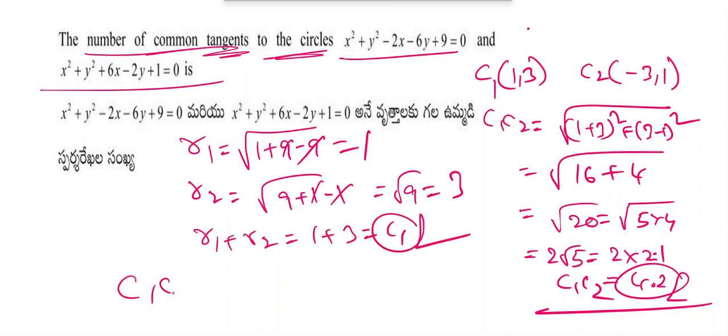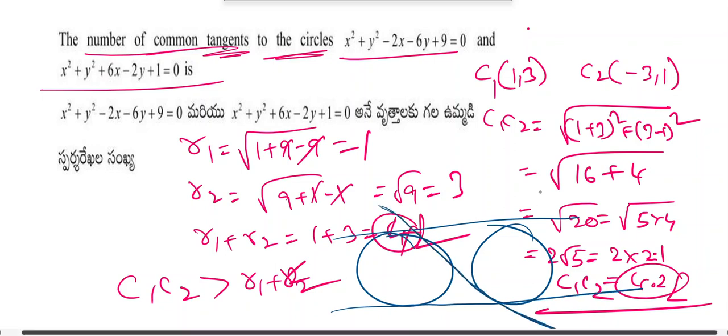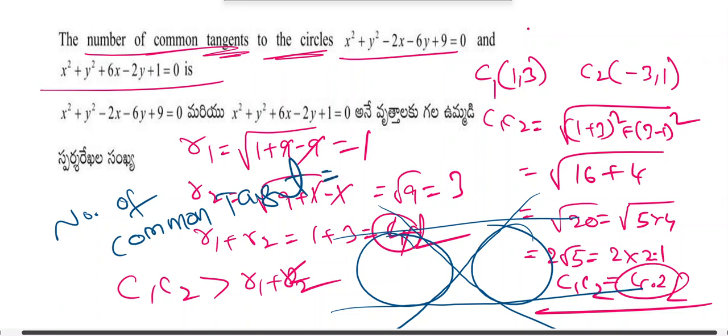Here the C1C2 value is 4.2. R1 + R2 is 4. That is, C1C2 is greater than R1 + R2. That means both the circles do not touch, do not intersect. That means the position of the circles is like this. These are the circles. Number of common tangents: these two are the direct common tangents and these are the transverse common tangents. So the number of common tangents is equal to 4. That is the final answer.